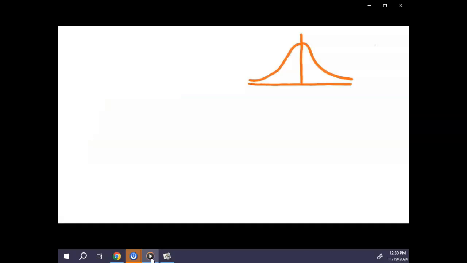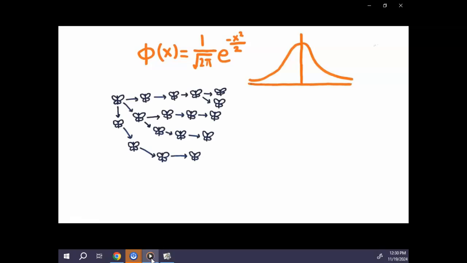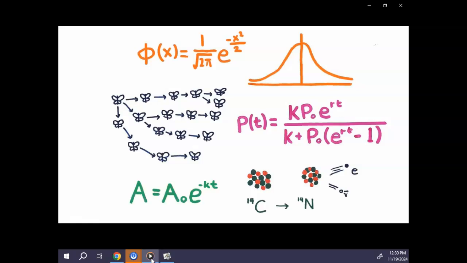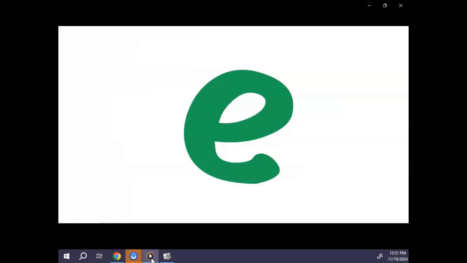In statistics, it describes the most important statistical distribution, the normal. In biology, it models populations of species through the logistic function. In physics, e describes the exponential decay of a radioactive material. So, while e may not be as famous as pi, it's easily as fundamental and immensely important.